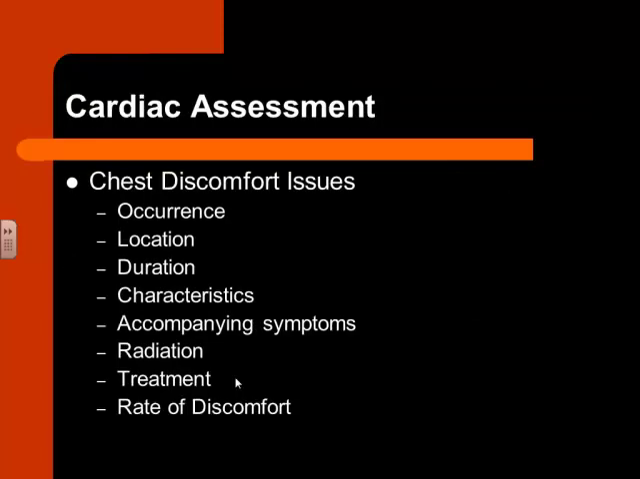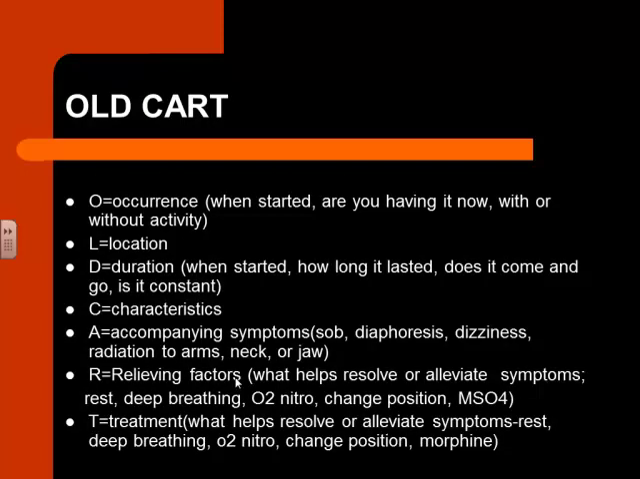So cardiac assessment: when we assess these patients, we look at chest discomfort issues. So we look at the occurrence, the location, the duration, the characteristics, if there are any other symptoms, if they have any radiation, treatment, and then their rate of discomfort. So we look at the acronym OLD CART, and O stands for occurrence, so when it started, if the patient is having it now with or without activity. L is location, where is the discomfort located. D is duration, so when did it start? How long has it lasted? Does it come and go, or is it a constant discomfort?